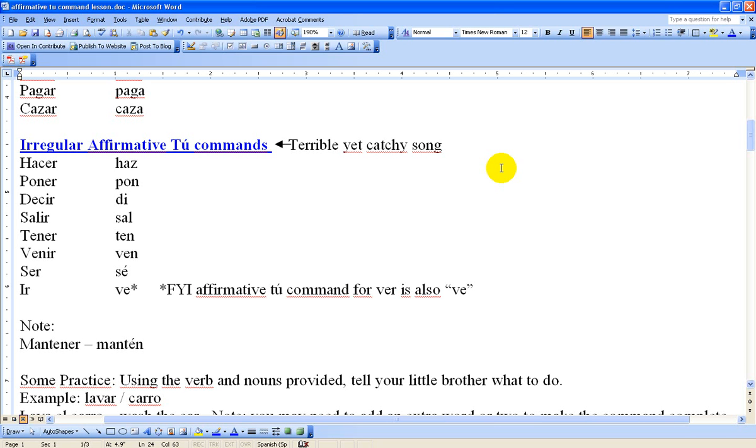Just in case you're not sure what any of those verbs mean, hacer is to do or to make, poner is to put, place, or set, decir is to say or to tell, salir is to leave or go out, tener is to have, venir is to come, ser is to be, ir is to go.